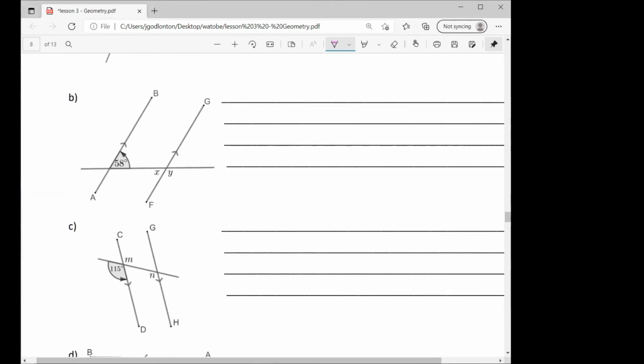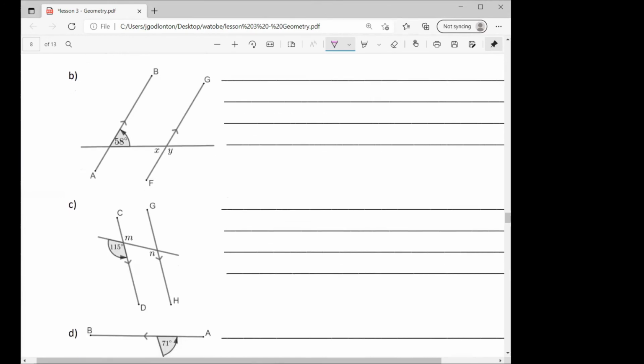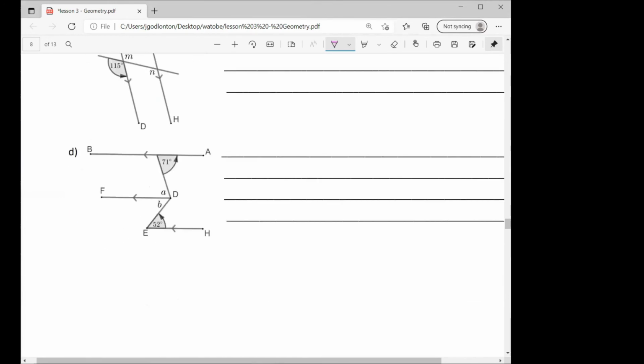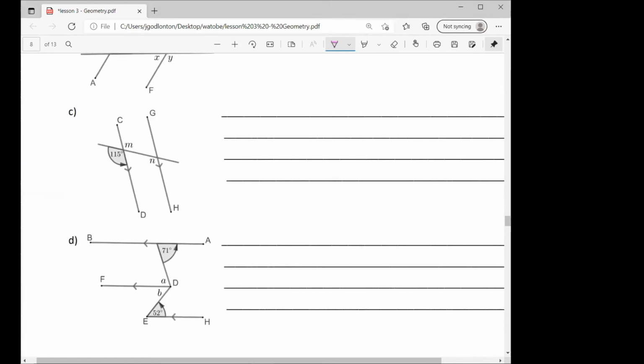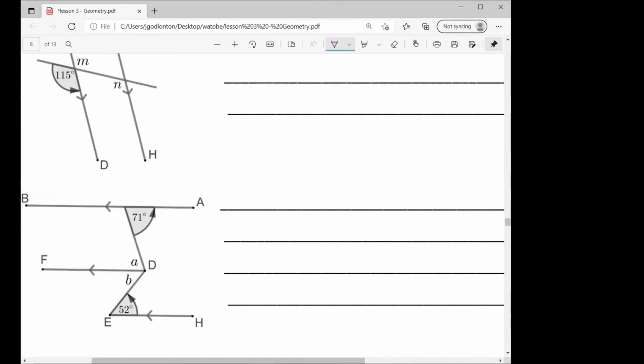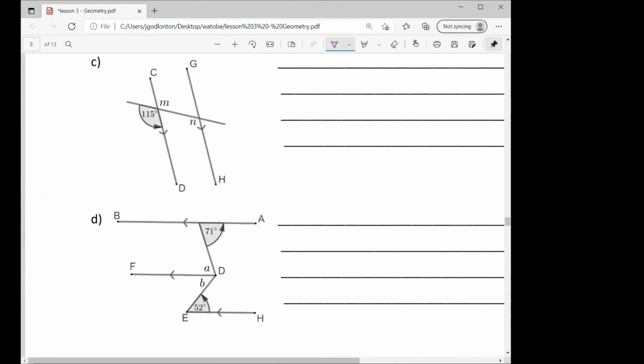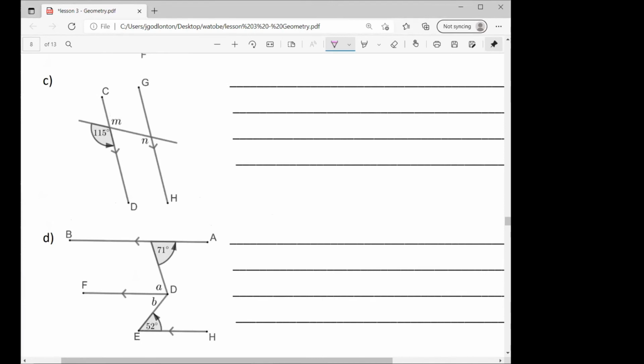That one's too easy for you. Let's go to, how yucky can I go? Let's do D. It's not actually yucky at all. Let's do C and D. Okay. So for C and D, I'm looking for M, N, A, and B. Let's see what that brings us. So remember, some of these may be corresponding, some of these may be alternates. Those are the two reasons we've learned so far.